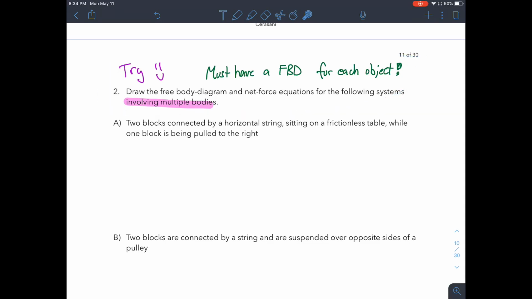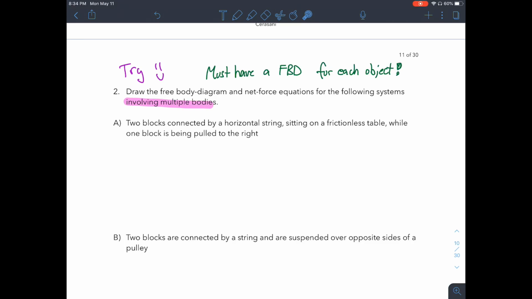But I'd try these. We're not going to do too much stuff with multiple objects this year. Maybe in a little bit later in the unit. So it's not a huge deal. Next year, absolutely, we're going to do stuff like this. But in grade 11, we're not going to do anything too crazy.